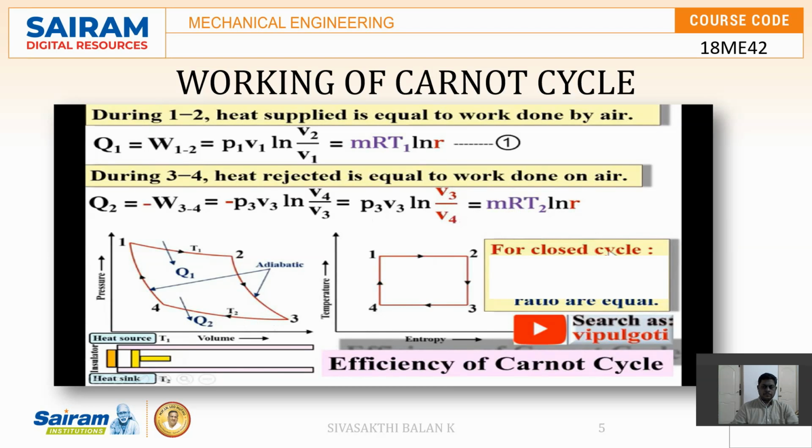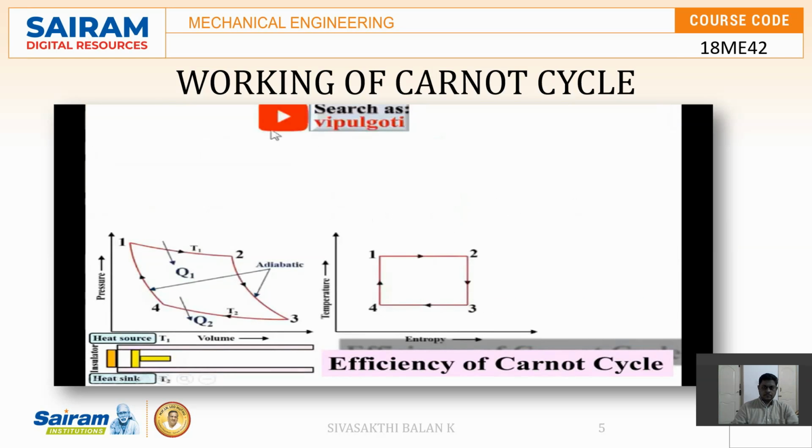So keep in mind that the Carnot cycle is a closed cycle, so we can say expansion ratio and compression ratio are equal. That means V2 by V1 is equal to V3 by V4. Let's say it is equation number 2. This is my next page and this one is the earlier page.